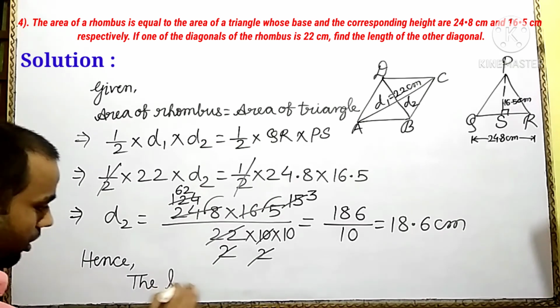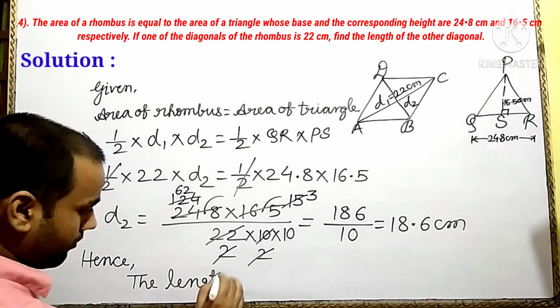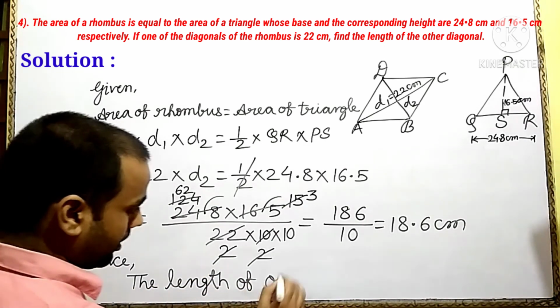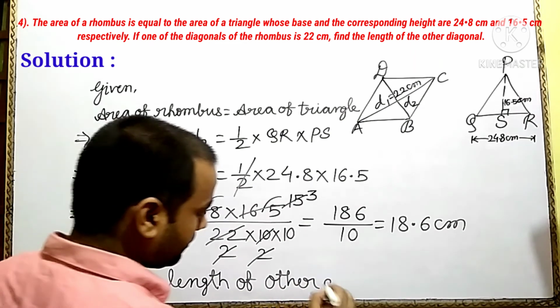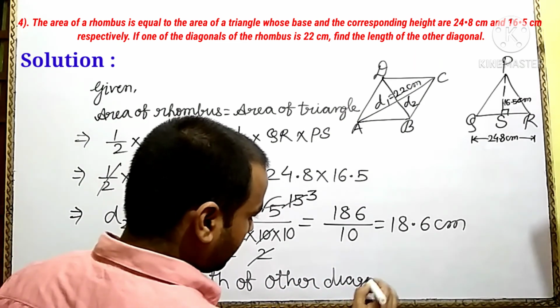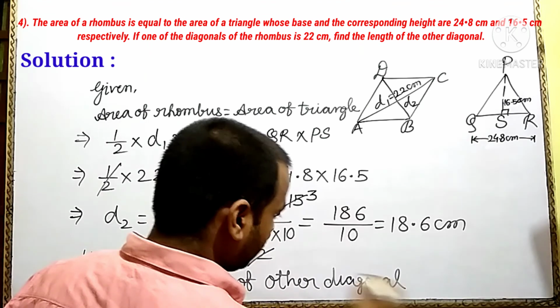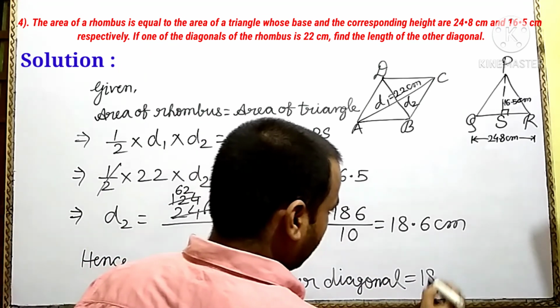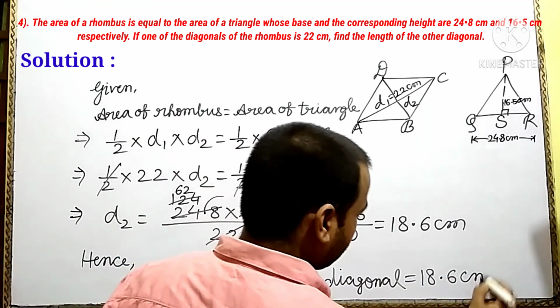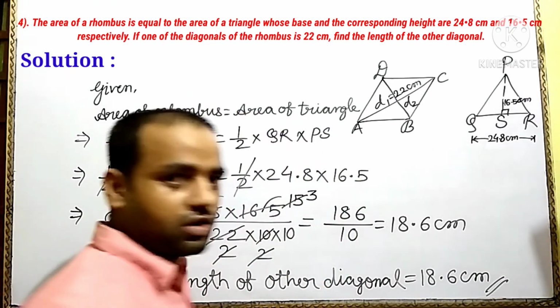So hence the length of the other diagonal is equal to 18.6 centimeter. This is your required answer.